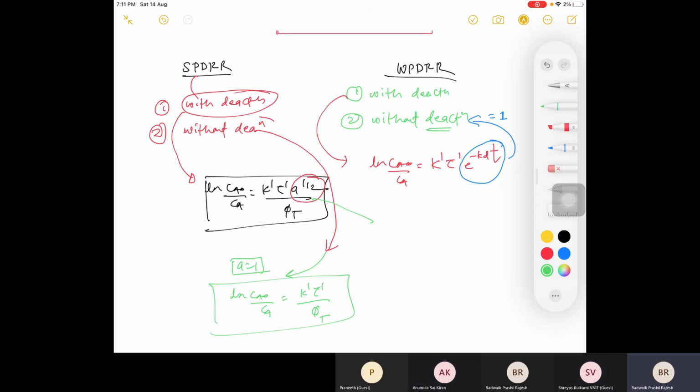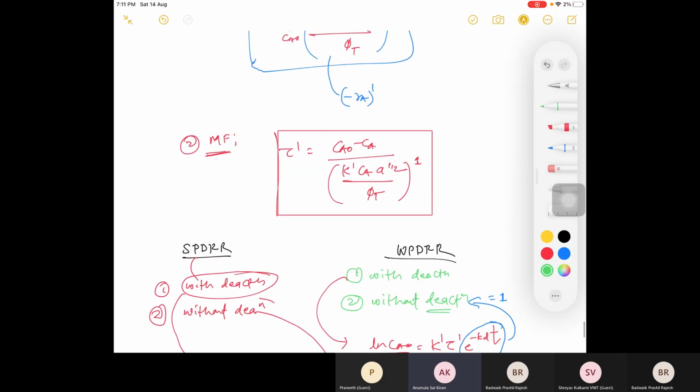Yeah, tell me. Sir, in phi t it is K only, sir. It's not K dash. This is phi t, right? So phi t equals root over K by De, sir, not K dash by De.